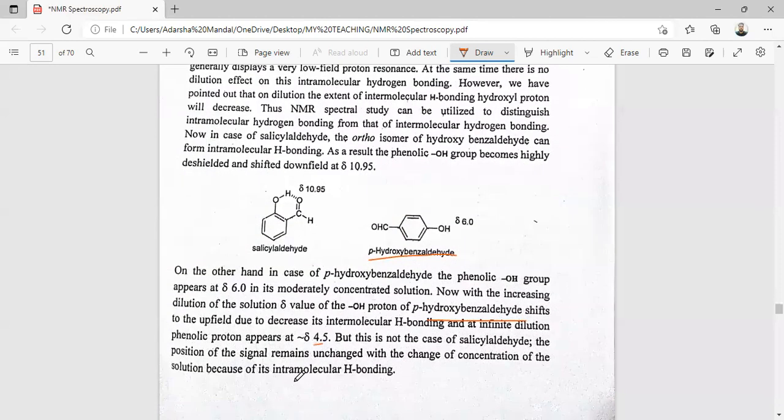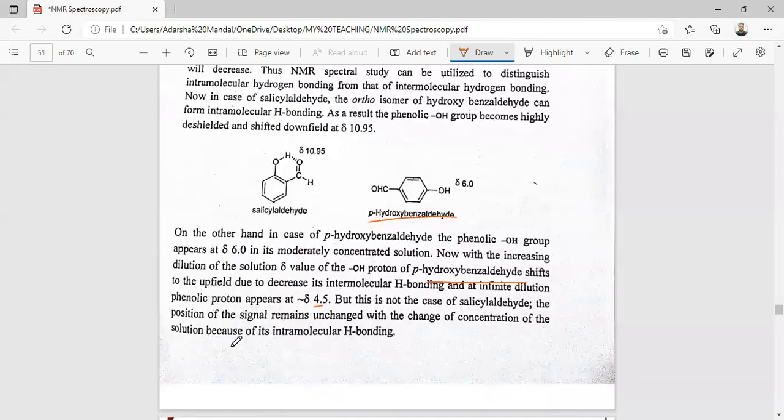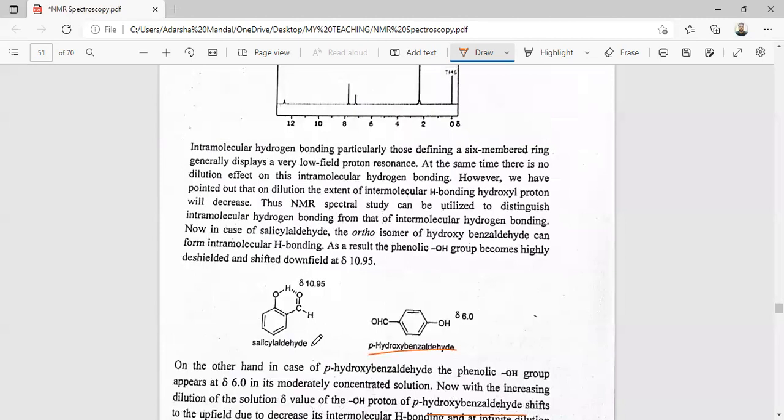But this is not the case for salicylaldehyde. The position of the signal remains unchanged with the concentration of the solution because of the intramolecular hydrogen bonding. So between these two molecules, we know that hydrogen bonding will affect the chemical shift value. For salicylaldehyde, there is intramolecular hydrogen bonding, and in para-hydroxybenzaldehyde, there is intermolecular hydrogen bonding. So the dilution effect will affect the hydrogen bonding in para-hydroxybenzaldehyde, but not in salicylaldehyde.